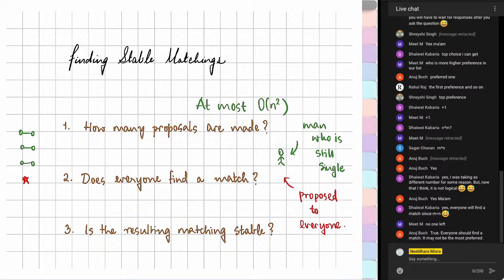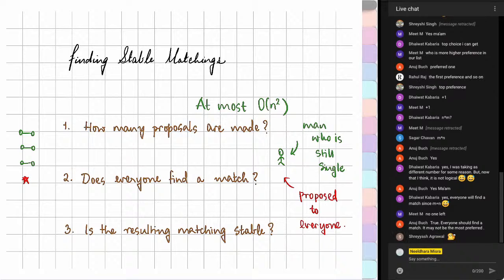So none of the women are stupid. They're not going to drop off a current engagement and go back to being single. So at whatever stage this man proposed to this woman, she must have been single at that point. But then if she was single and she got a proposal, she would have accepted that proposal, right? There is no reason for her to reject it. So that's a contradiction. So at the end, you cannot have a man who is still single.